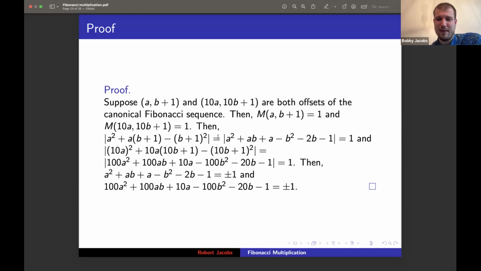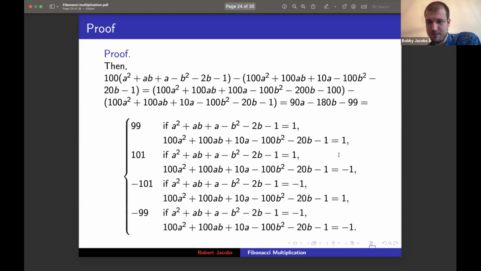And so the magic number, the absolute value of A squared plus A times B plus 1 minus B plus 1 squared, is going to equal 1. And the absolute value of 10A squared plus 10A times 10B plus 1 minus 10B plus 1 squared, that's also 1. So that means A squared plus AB plus A minus B squared minus 2B minus 1 is plus or minus 1. And 100A squared plus 100AB plus 10A minus 100B squared minus 20B minus 1 is plus or minus 1. So then we can actually do all these different cases based upon whether they're 1 or negative 1.